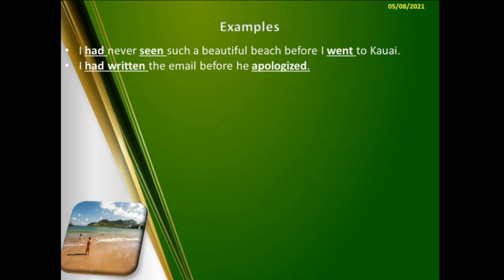I had written the email before he apologized. Keep in mind we are talking about past things which already happened, and talking about this in the present to someone or to people. Think that he had written the letter or email the day before yesterday, and the apology was given yesterday. See, one happened just two days ago, that is the past perfect, and yesterday there was the apology, that is the past simple. So I hope it is clear.